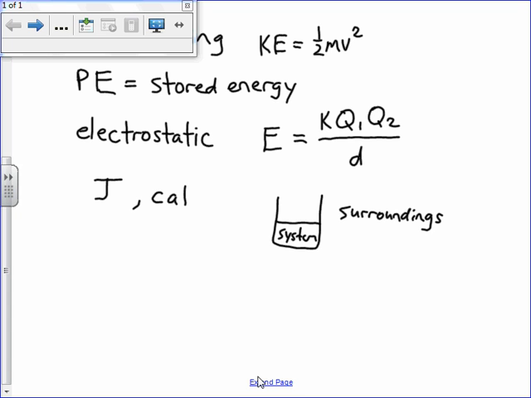So again, system is whatever you define it to be. Surroundings is everything else in the entire universe. So that's not that complicated of a concept.